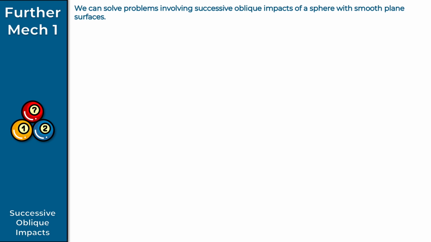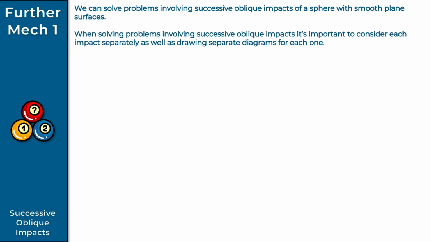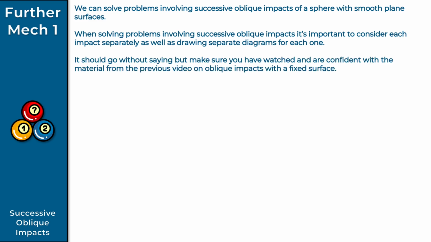In this video, we're going to take a look at successive oblique impacts. We can solve problems involving successive oblique impacts of a sphere with smooth plane surfaces. When solving these problems, it's important to consider each impact separately, as well as drawing separate diagrams for each one. I'm hoping it goes without saying, but make sure you've watched and are confident with the material from the previous video on oblique impacts with a fixed surface.